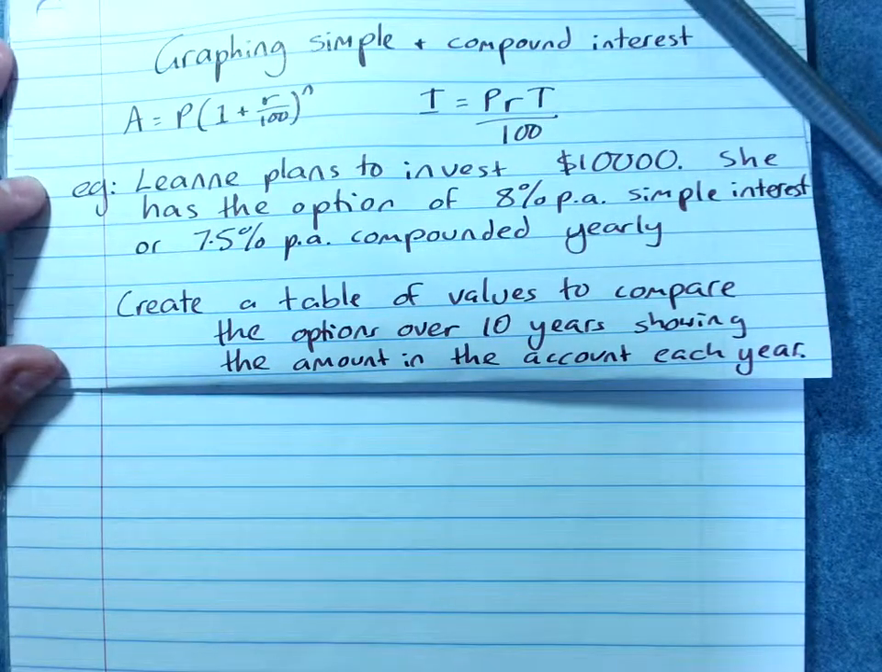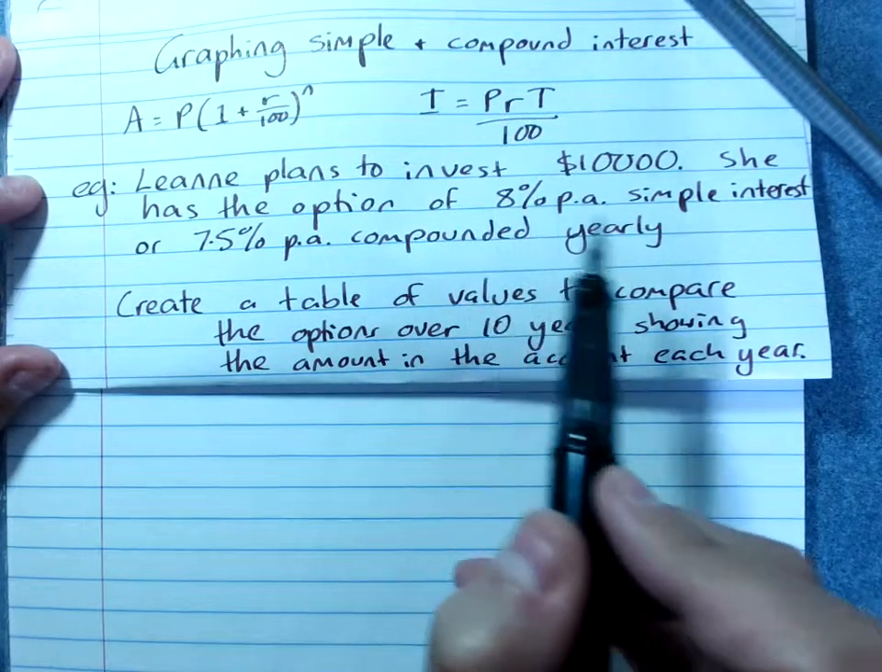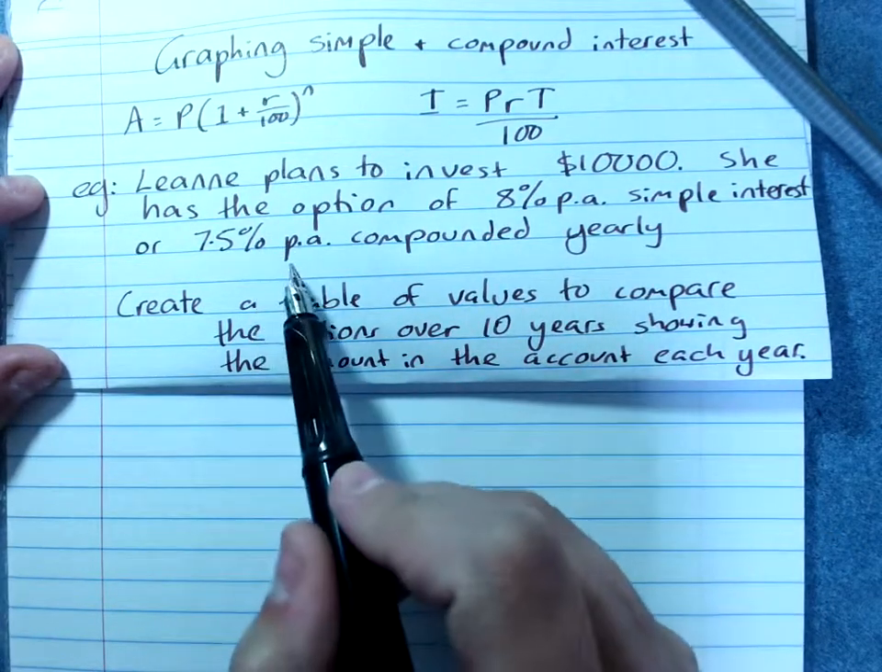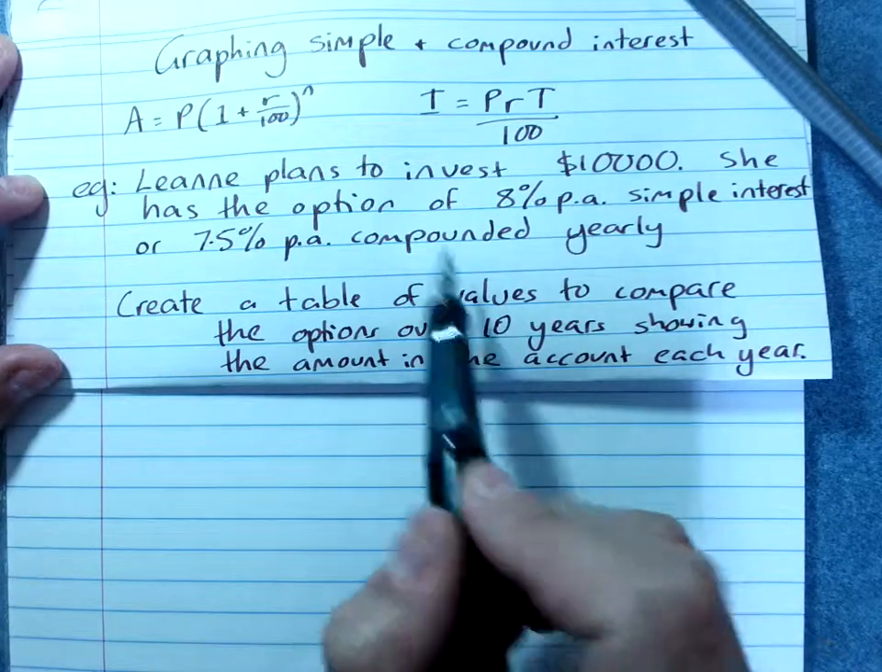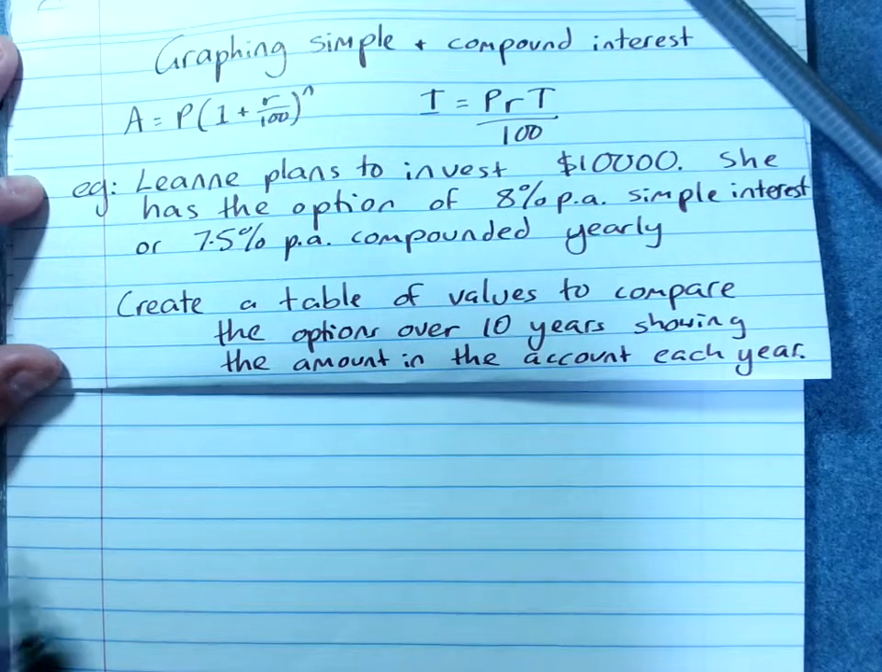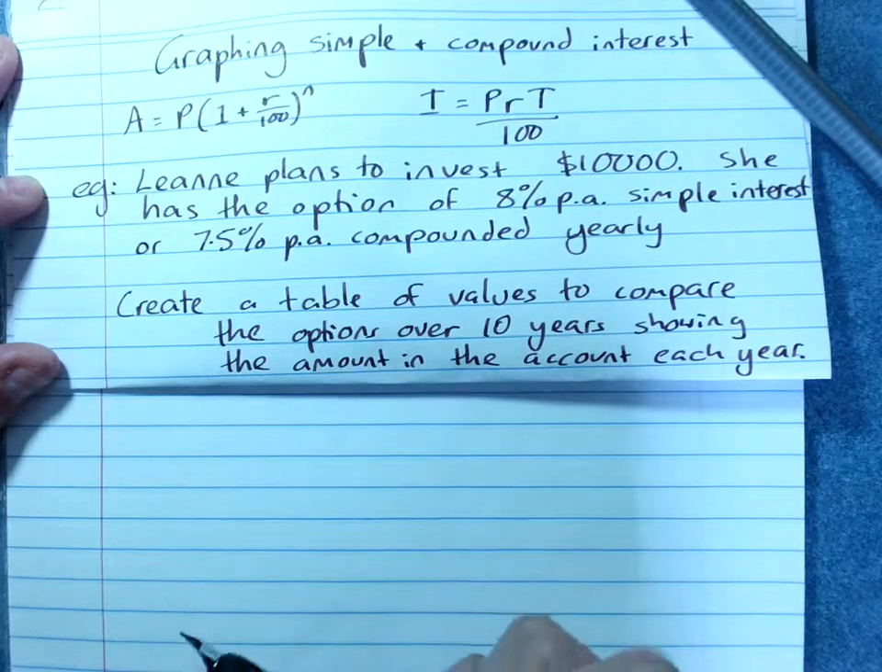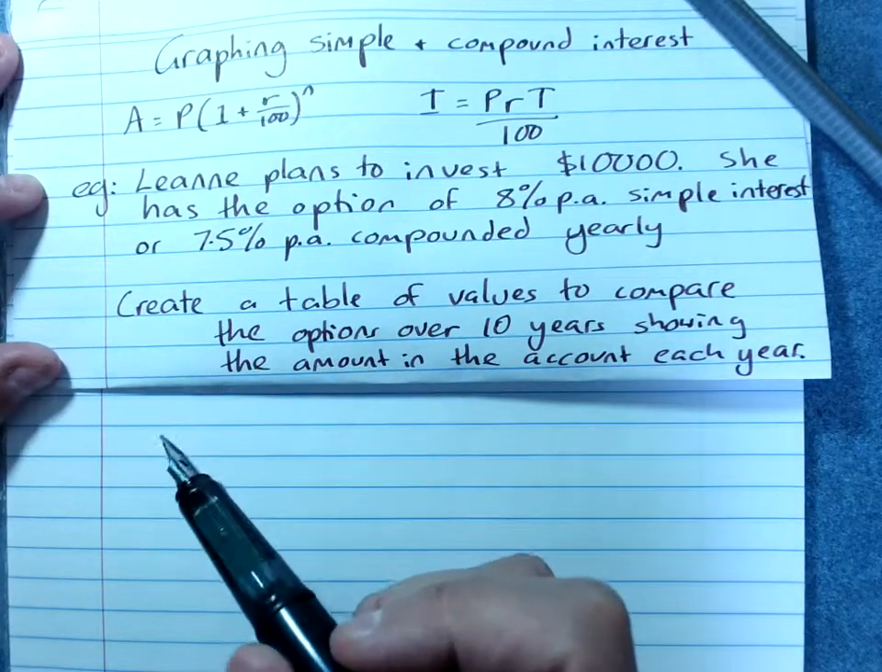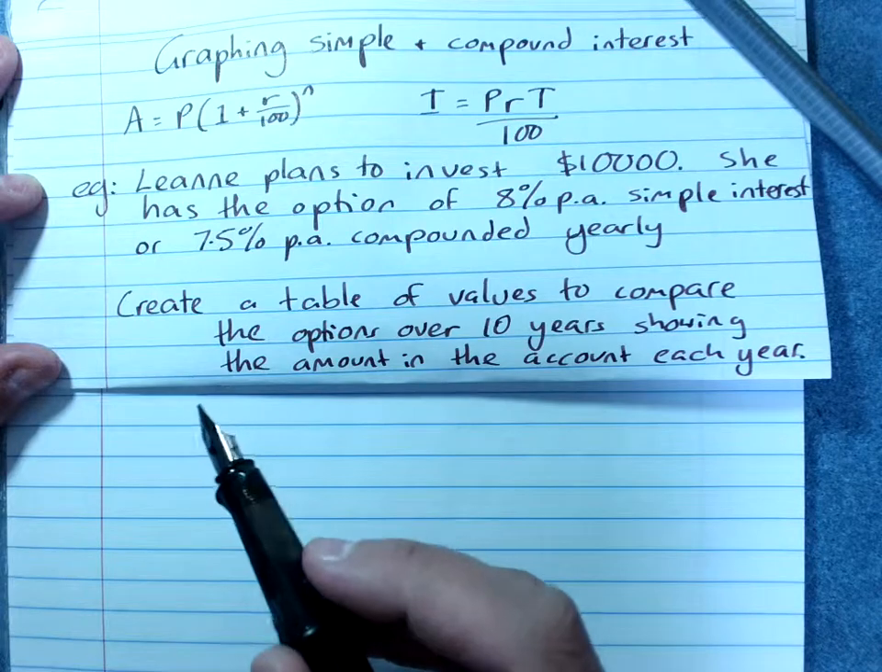So Leanne plans to invest $10,000. She's got the option of 8% per annum simple interest or 7.5% per annum compounded yearly, which tells you that's a compound interest. So the two formulae are there. Create a table of values to compare the options over 10 years, showing the amount in the account each year.